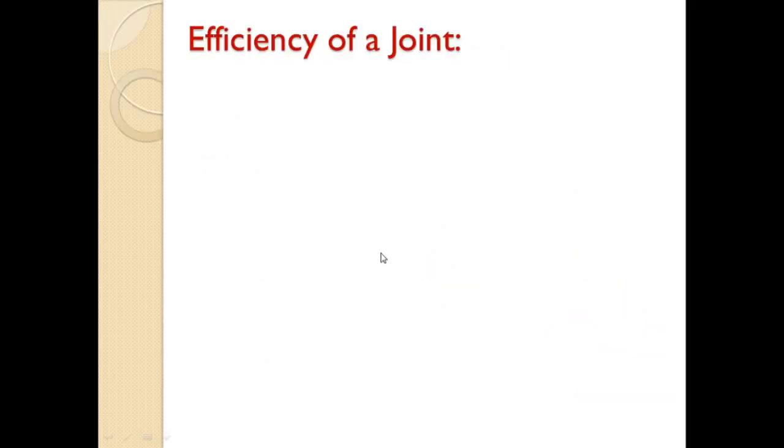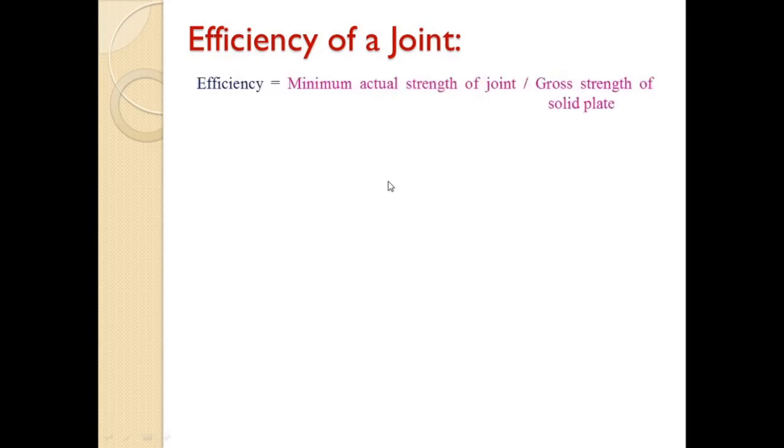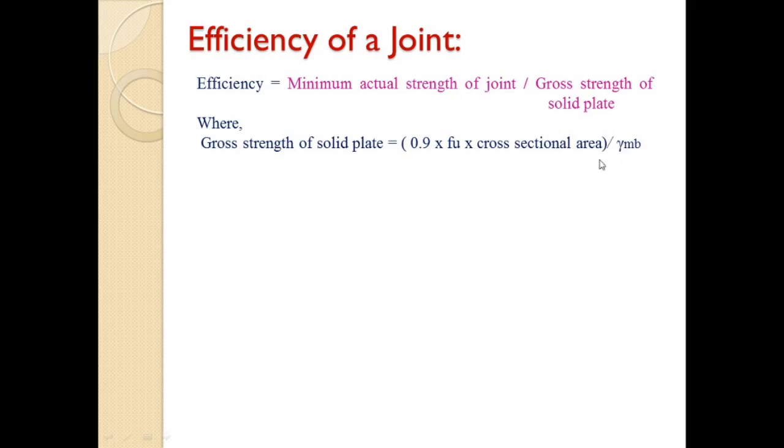Next is the efficiency of joint. Efficiency of joint is calculated using the formula: minimum actual strength of the joint divided by the gross strength of the plate, multiplied by 100. The gross strength of the solid plate is calculated using the formula 0.9 Fu into cross-sectional area divided by gamma mb, where gamma mb is equal to 1.25, the partial safety factor for material in bolt.